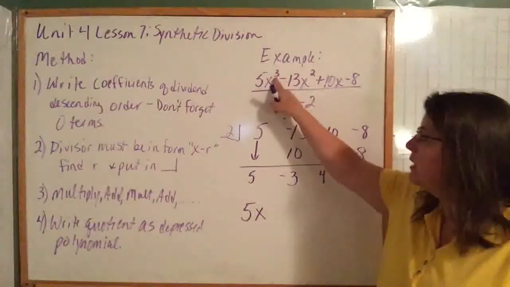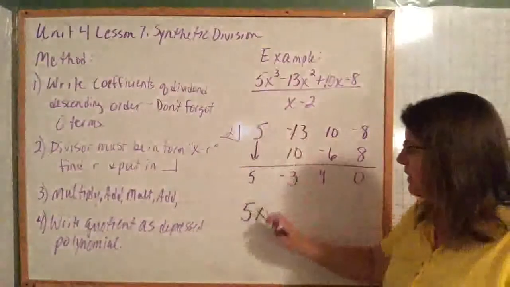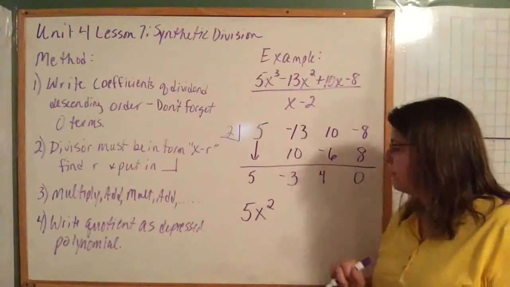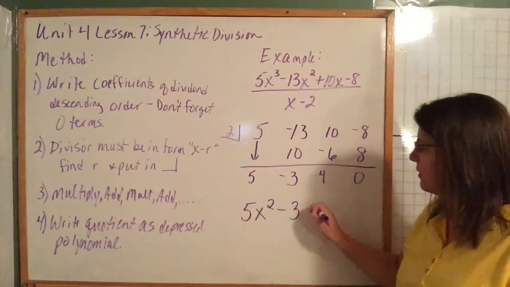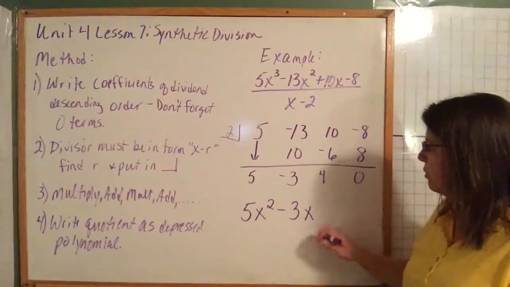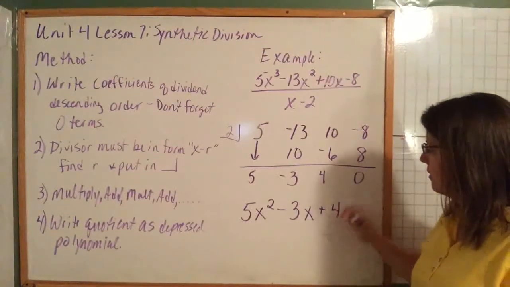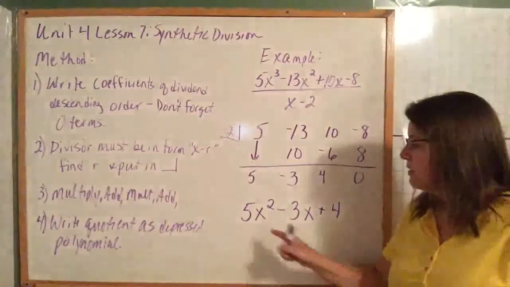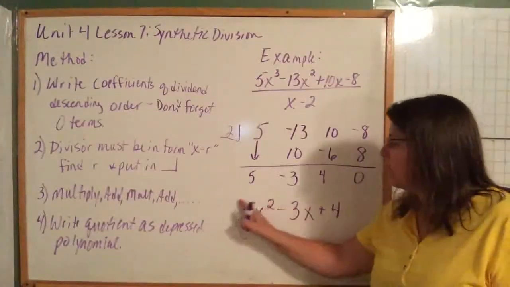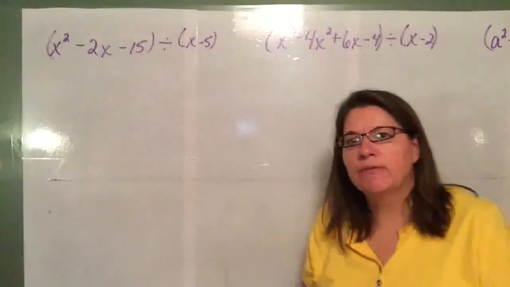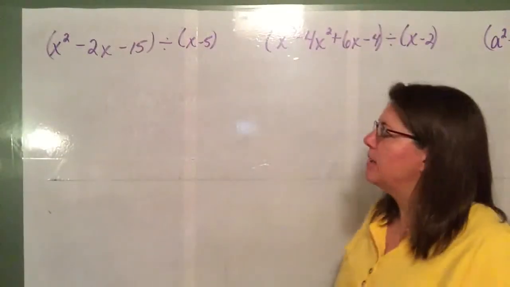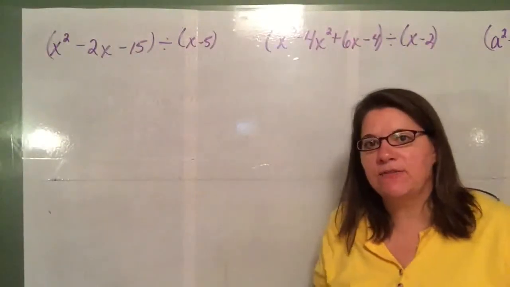And we're going to decrease the degree by 1. So that's 5x squared. The next term will be minus 3x. And the next term will be plus 4. Okay? So that is my answer to this synthetic division problem. So we're going to do several more of these examples to make sure you're understanding synthetic division.